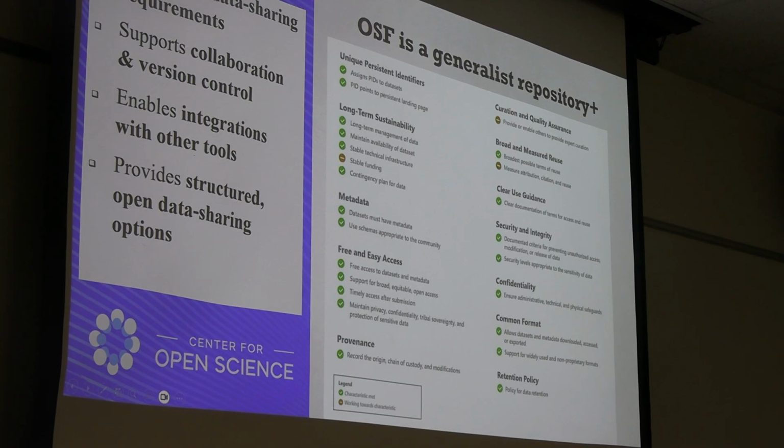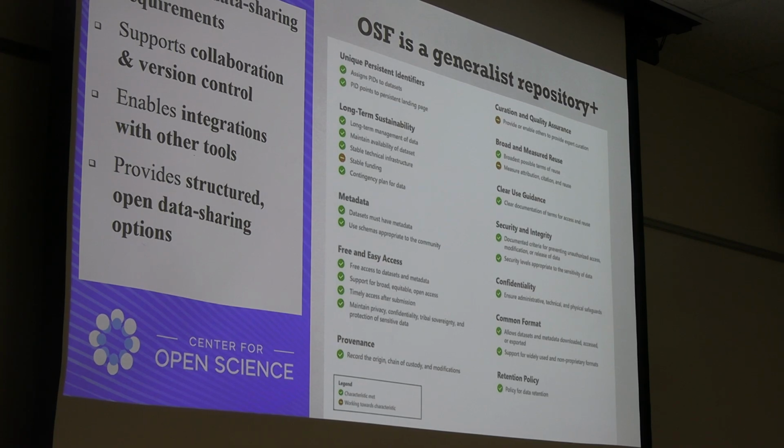So this is a list put out by NIH for what they look for in a generalist repository, and the generalist repositories that meet these are repositories that they would support. OSF meets all of the requirements to be a preferred repository, providing structured, persistent, and open data sharing options.